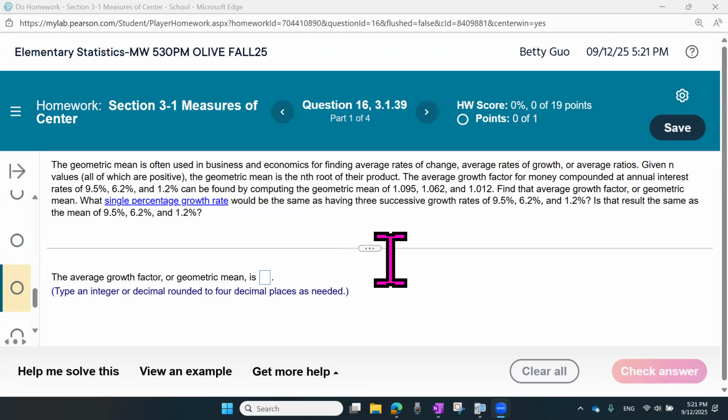The average growth factor for money compounded at annual interest rates of 9.5%, 6.2%, and 1.2% can be found by computing the geometric mean of those three numbers. So this is very important. Those are three numbers, 1.095, 1.062, and 1.012. We are going to find the geometric mean for those three numbers, okay? I need to take a picture of those three numbers, and I can show you how we find the geometric mean using the calculator.